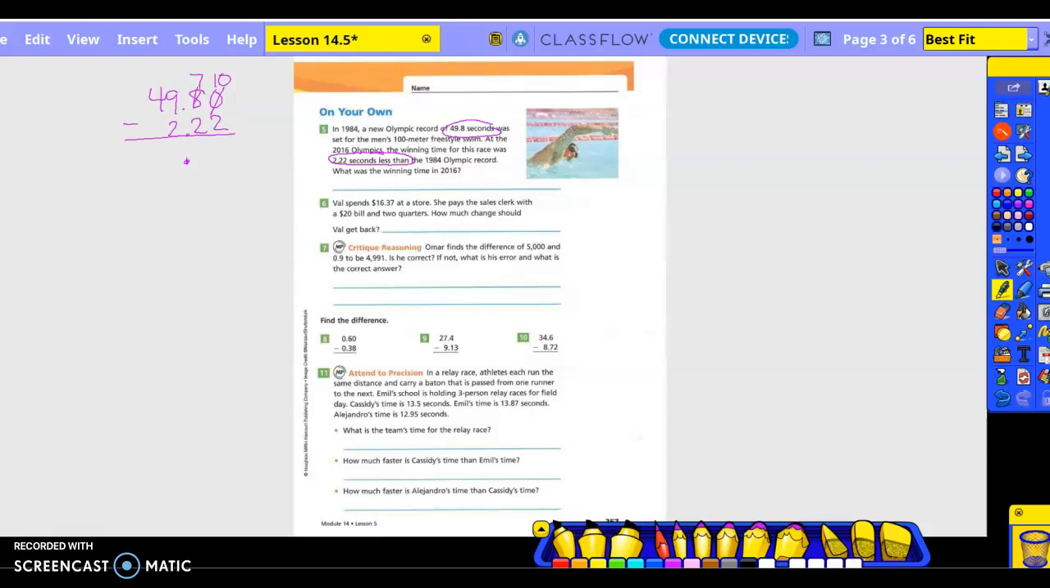Okay, so 10 minus 2 is 8. 7 minus 2 is 5. 9 minus 2 is 7, and bring down the 4, so the winning time would have been 47 seconds, or 47 and 58 hundredths seconds.